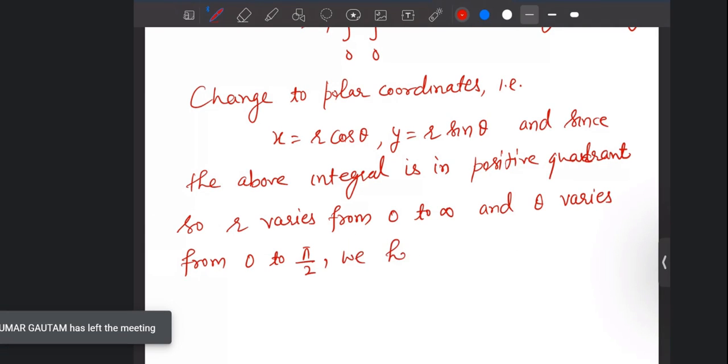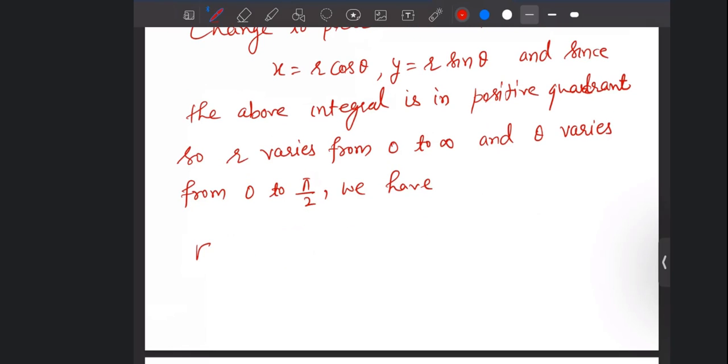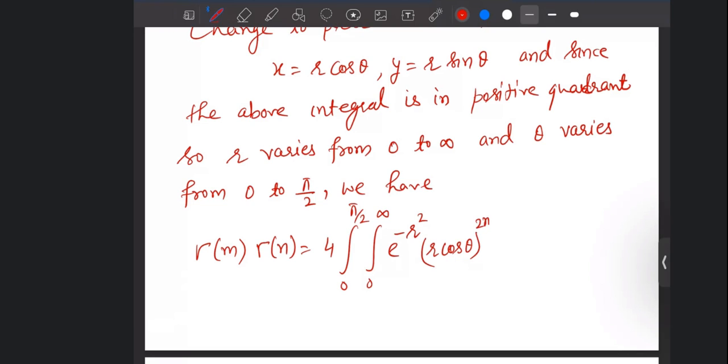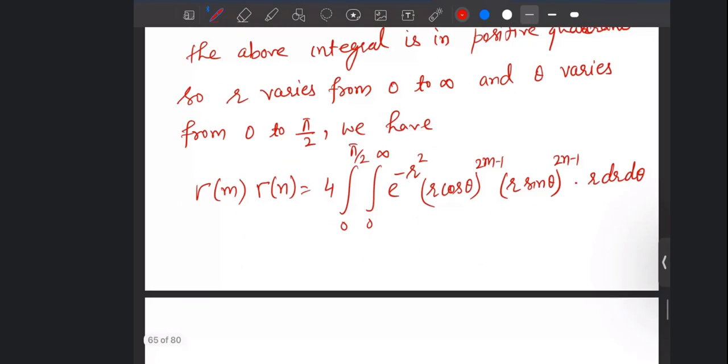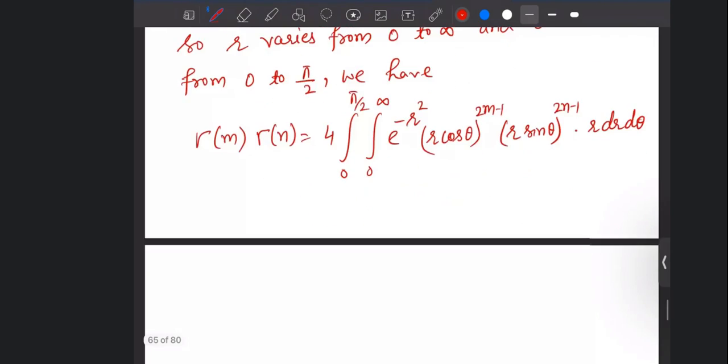So we have the above integral, that is gamma of m into gamma of n is equal to 4 times the integral 0 to pi by 2 integral 0 to infinity e raised to power minus r square, (r cos theta) raised to the power 2m minus 1, (r sin theta) raised to power 2n minus 1, and the corresponding dx dy will become r dr d theta.